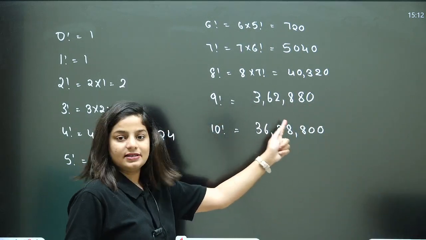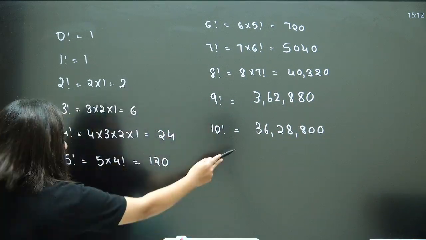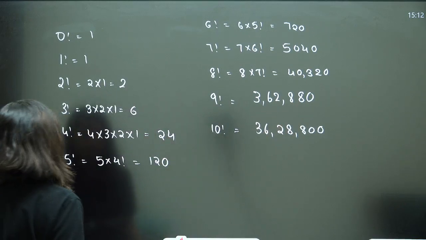So if you know 6 factorial is 720, into 7, you will get 5040. Then 40,320, then 3,62,880, and just put one more 0 to get 10 factorial. I assume that you all will be by hearting this entire factorial series.